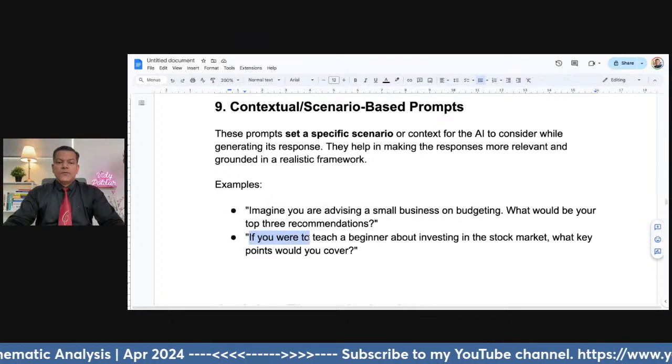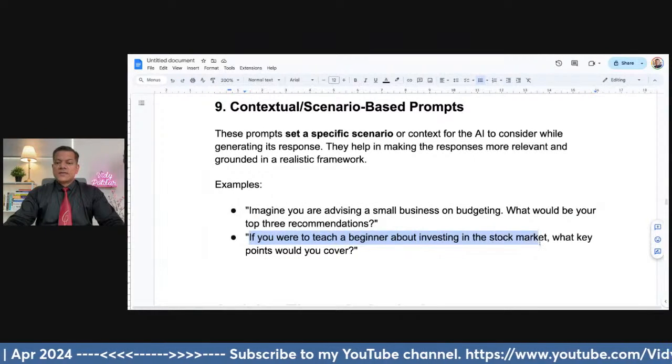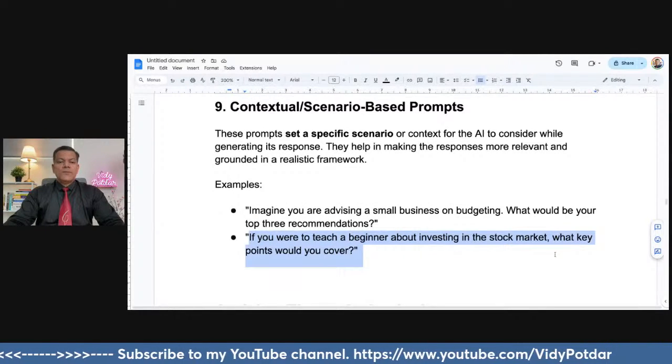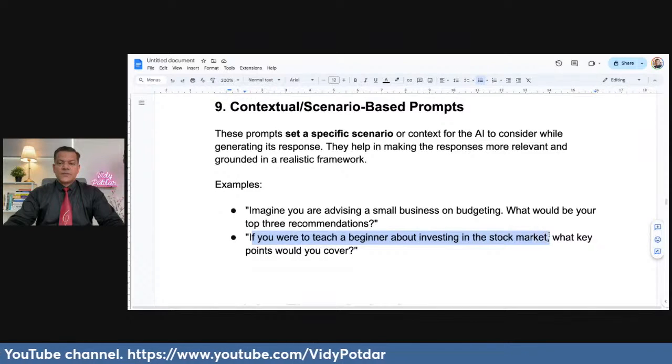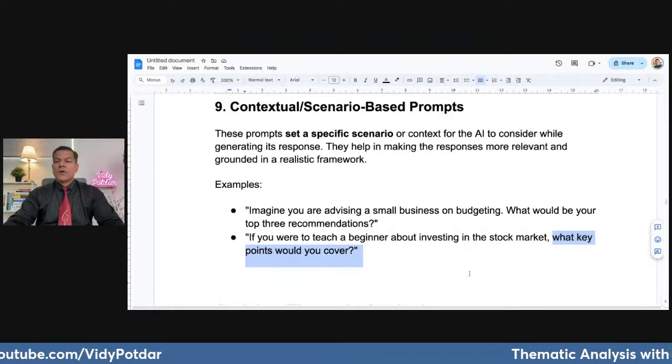Another example, if you were to teach a beginner about investing in the stock market, what key points would you cover? So you are giving a context again in the first part of the prompt, and in the next part you are instructing what you want the AI to do.